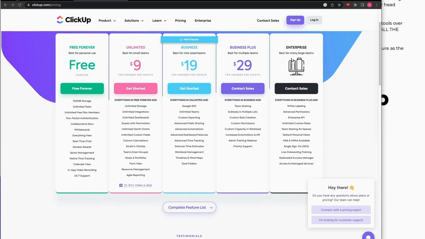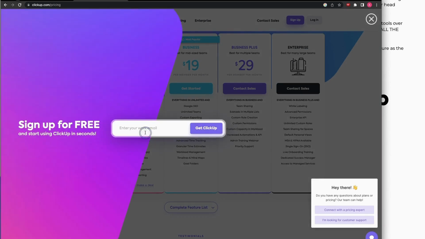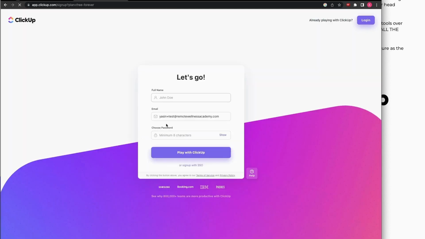So we're going to go through this entire process together and find out if it actually works out. I'm going to come in here and put in a fake email address, remotewellnessacademy.com. Sure, let's go with that. Obviously, you're going to put in your own email address. I'm just making a test here. Okay, let's put in my name, and then we're going to pick a password.